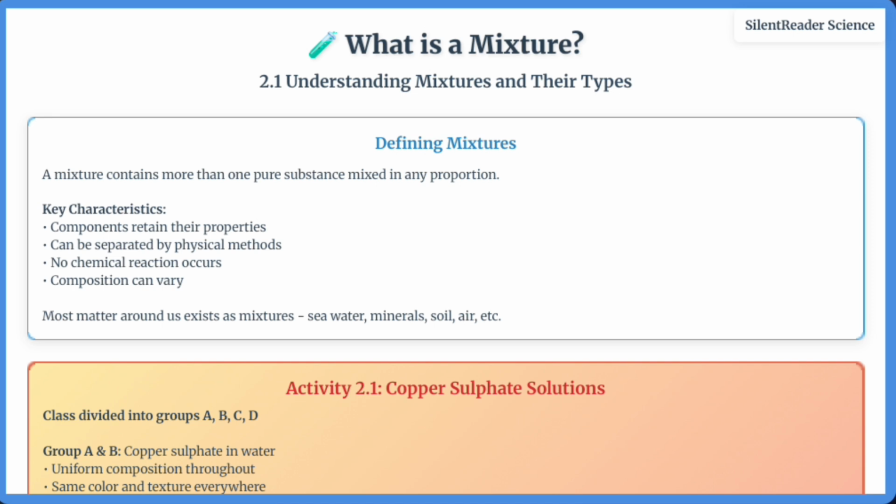In Activity 2.1, when different groups mix copper sulfate with water, we observe two types of mixtures. Groups A and B get homogeneous mixtures where the composition is uniform throughout. These are called solutions. Groups C and D get heterogeneous mixtures with physically distinct parts and non-uniform composition. This simple activity shows us that mixtures can be either homogeneous, where everything looks the same throughout, or heterogeneous, where we can see different components.